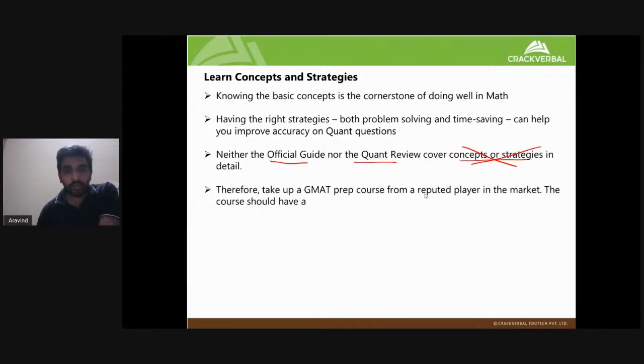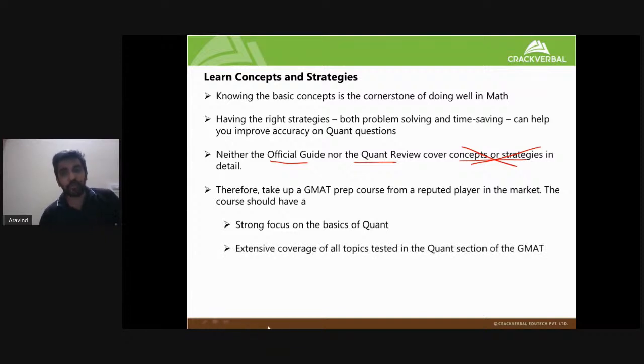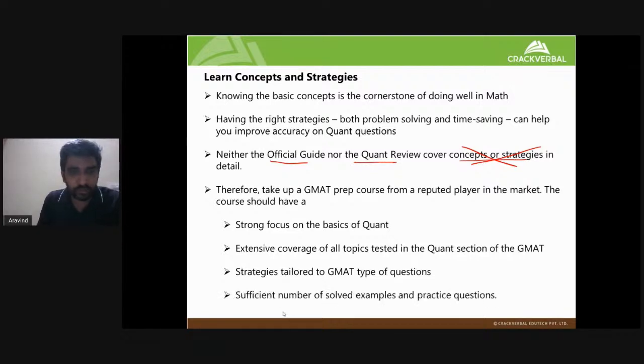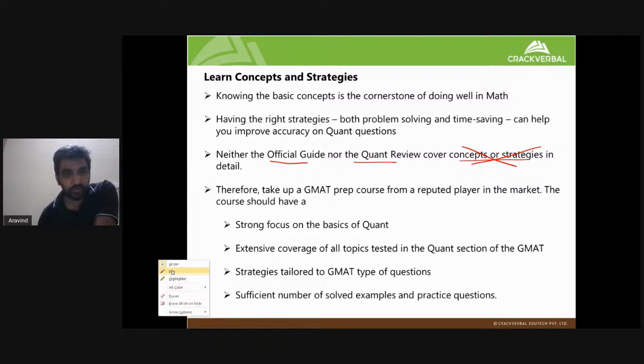Because of that, you can probably take up a GMAT preparation course from a reputed player in the market. As I said, the course should have a strong focus on the basics of quant. It should cover all the topics tested in the quant section of the GMAT. Also remember that you can't prepare for the GMAT by using resources from some other exam, for example, CAT preparation doesn't necessarily help you with GMAT quant. It should have strategies which will help you solve GMAT type of questions, and it should have a sufficient number of solved examples and practice questions. Look at these 4 parameters when you're picking a course.